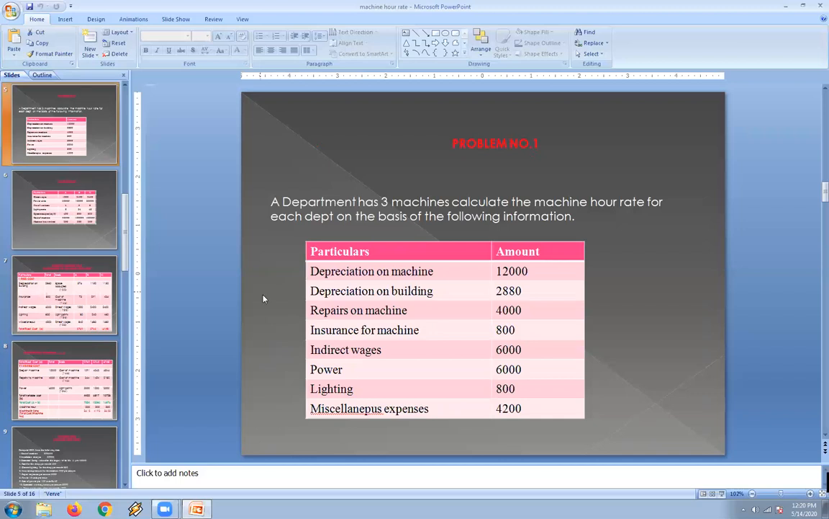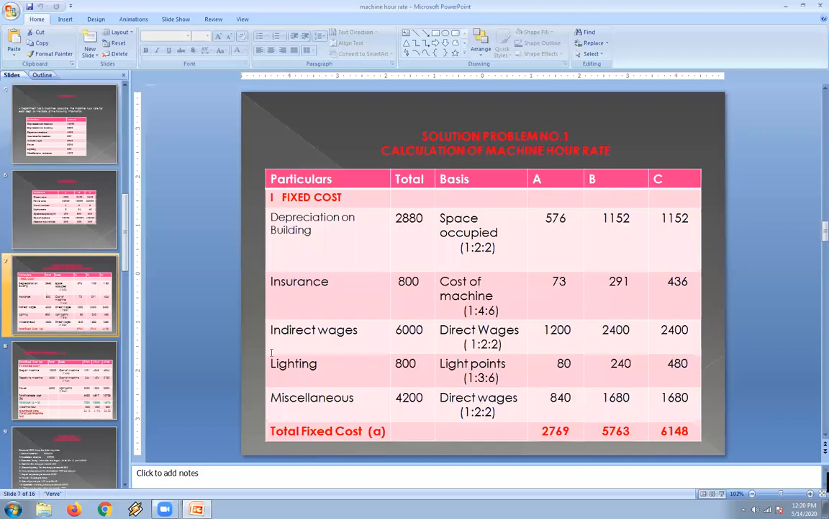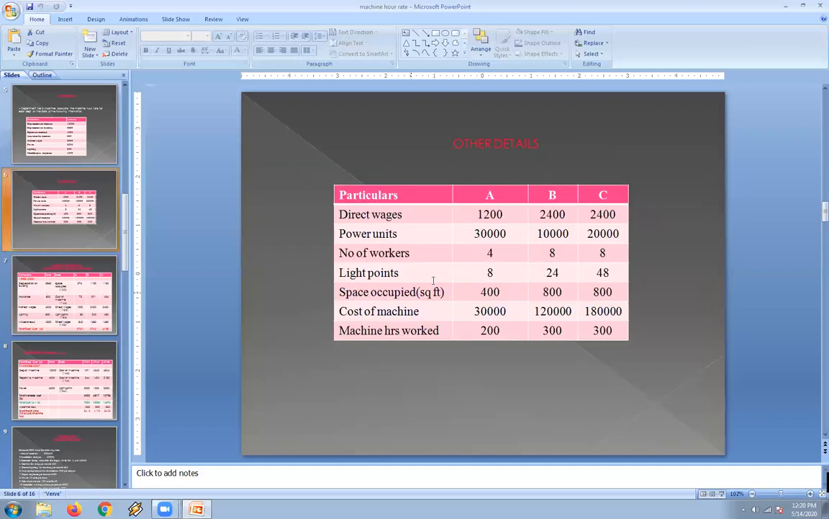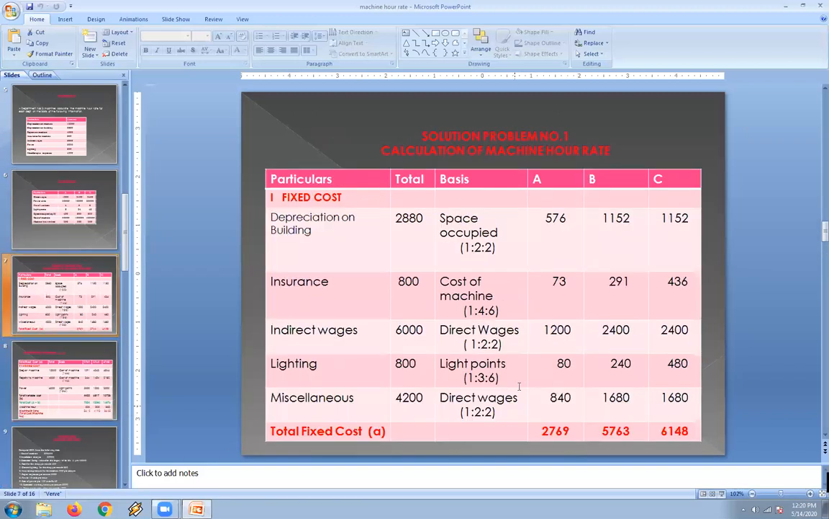Let us take the next, indirect wages, again a fixed cost. The 6,000 has to be allocated on the basis of direct wages. The direct wages ratio here is 1:2:2. That is 1,200, 2,400, and 2,400.